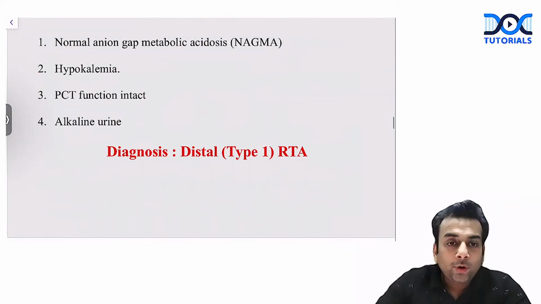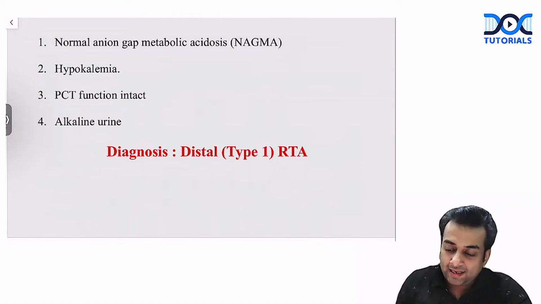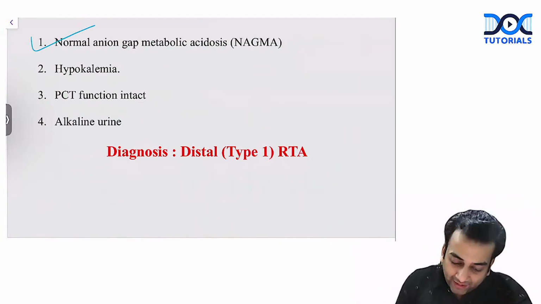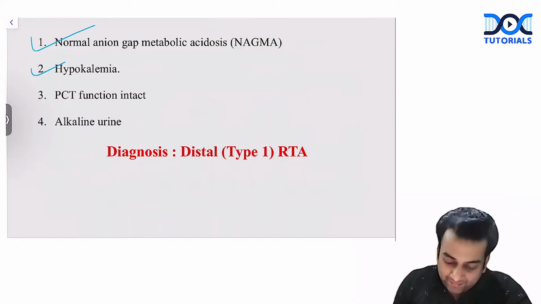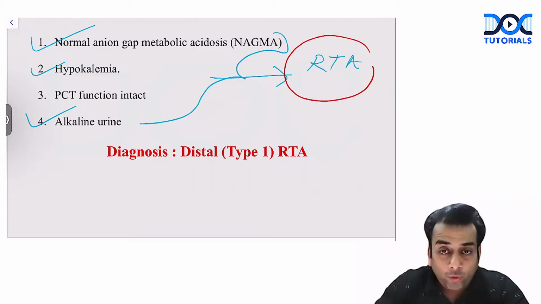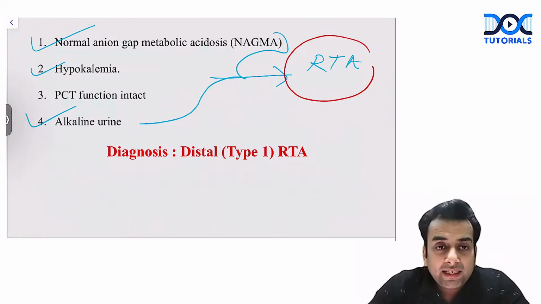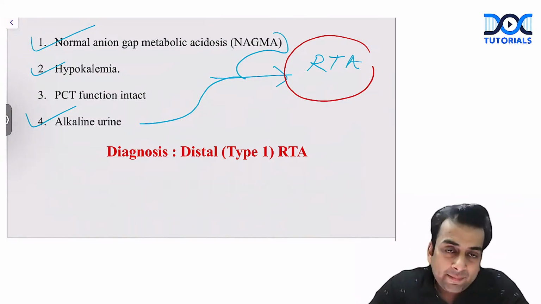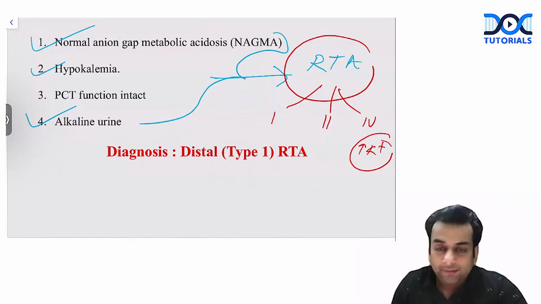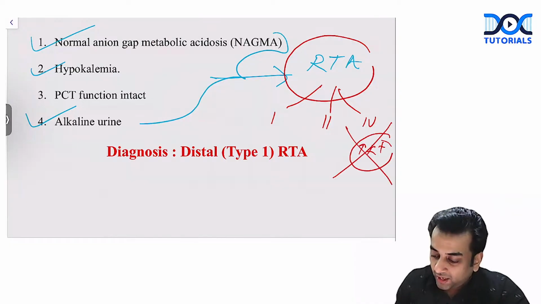So by now, what do you have? You have a normal anion gap metabolic acidosis. You have hypokalemia and you have alkaline urine. So these three by themselves tell you that you have an RTA. But sir, RTA could be proximal RTA, could be distal RTA, could be type 4 RTA. It can't be type 4 RTA because in type 4 RTA, there is hyperkalemia. Here you have hypokalemia. So it can't be this.